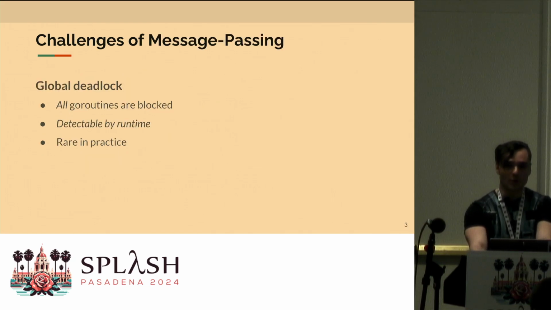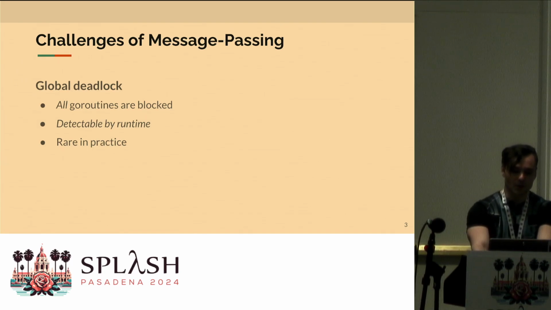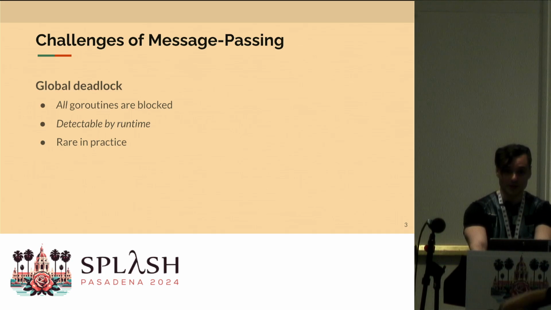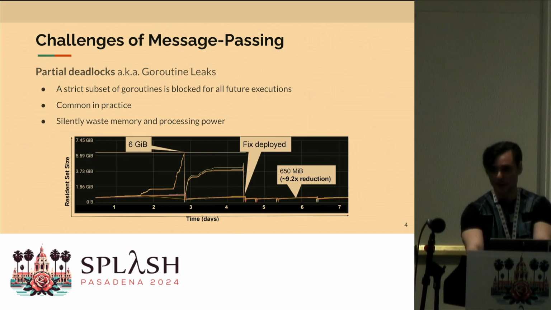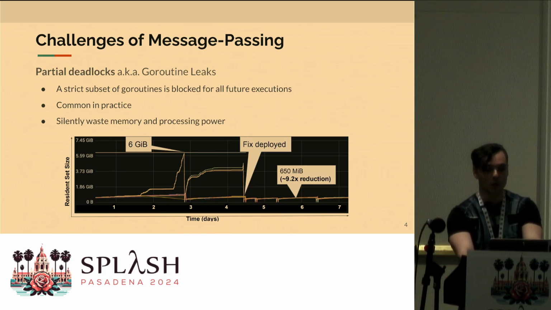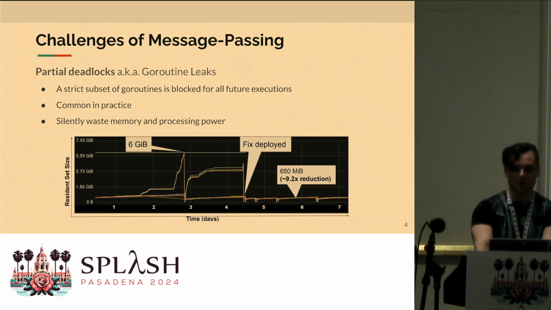Then this leads us to one of the challenges of writing concurrent programs in Go, and that is, of course, global deadlock. So you can get into a situation where all Go routines are blocked, and this is called a global deadlock. But fortunately, global deadlocks are not only detectable by the Go runtime, but they're also rare in practice. A problem that is a bit more pertinent to Go are partial deadlocks, also known in the Go community as Go routine leaks. And these occur when only a strict subset of Go routines are blocked permanently for the remainder of the execution of the program.